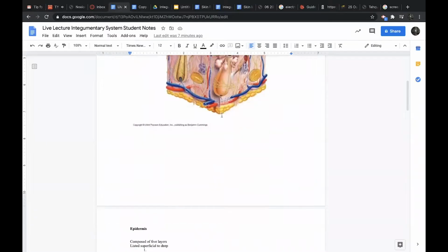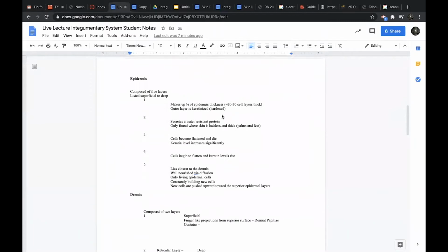Alright, I'm going to do a quick rundown, probably not that quick. This is the Integumentary System Notes Lecture. So what we're going to do is just fill in this document, so hopefully you already have it open.